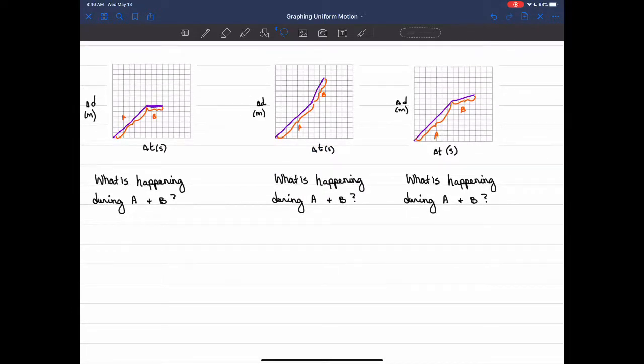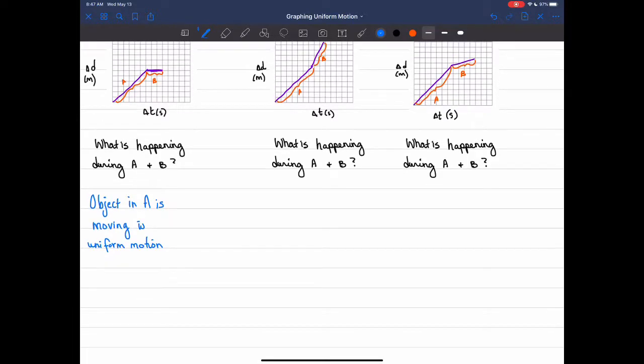All right, so let's look at this first scenario. In this first scenario, we have an object moving at uniform motion. I can say the same thing for all three for A. So the object at A, or in A, whatever you want to say, is moving with uniform motion. Okay, so this is the same for all three scenarios, but then what is happening at B?